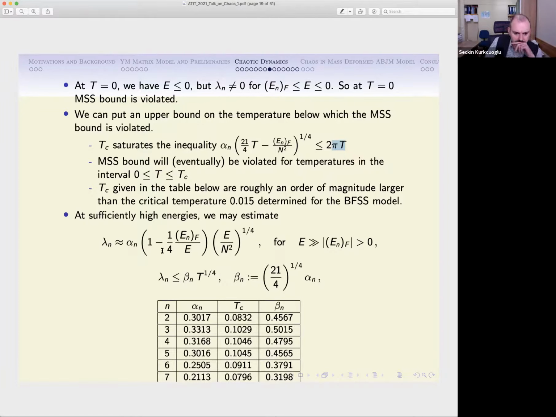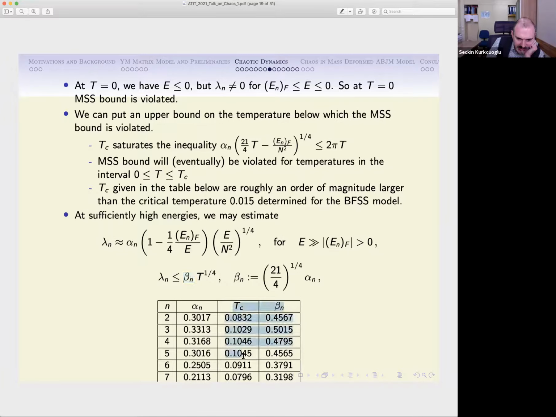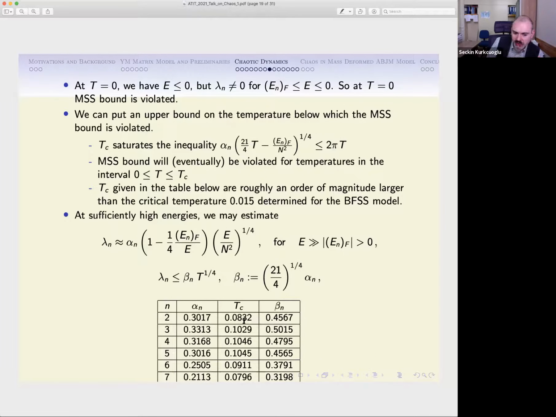There are also some estimates here for how the MSS bound is satisfied for E much larger than the fixed point energy. So beta n is also given here. It's just some additional number that one can extract from all these discussions. But the main point is this middle column. We can estimate the upper bound for the critical temperature from these matrix models.